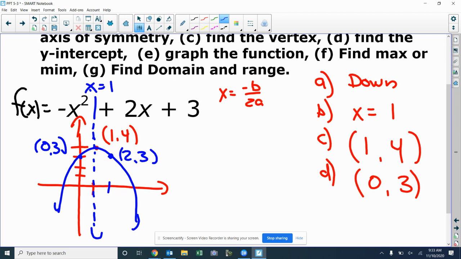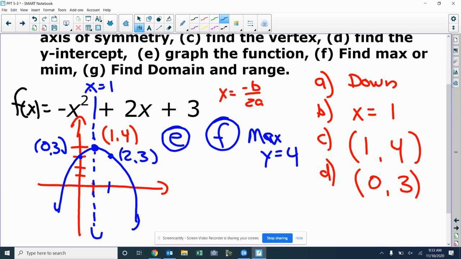All right, we did our E, this is E, we have our graph right here. Now we're ready for F. Is this a max or a minimum? What is this point? It's the highest point, so it's a max, and what's the Y value there? It's a max at Y equaling 4. Always the Y value there. Is everybody okay?